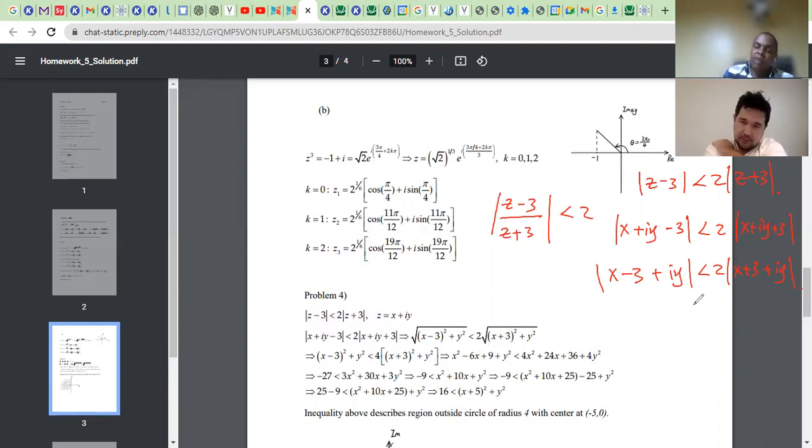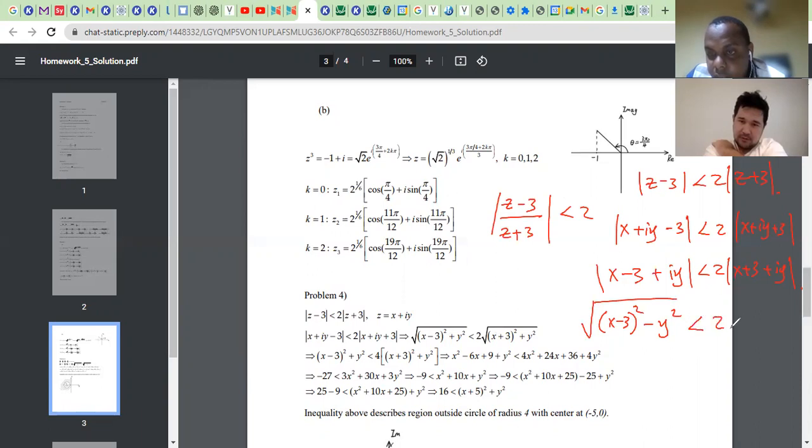You know how we find the length of a vector? It's the square root of X minus 3 squared plus Y squared, and this is going to be less than the square root of X plus 3 squared plus Y squared, the same here. And so we can square both sides and get X minus 3 squared plus Y squared is less than 4 times X plus 3 squared plus Y squared.